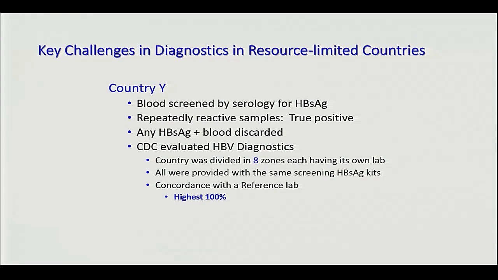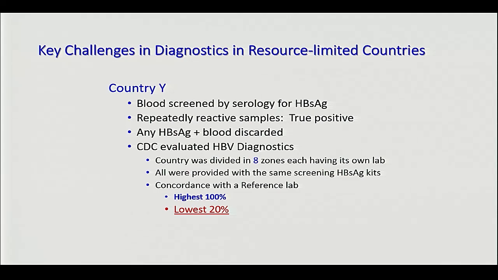while one of the labs had 100% concordance with the results of the reference lab, so they accurately tested HBsAg positives as positives and negatives as negatives. But the other 7 labs, their concordance ranged from 60% to as low as 20%. That means this one zone here, and this is a real-world example where they were testing samples from blood donors, and they were testing them for only surface antigen.